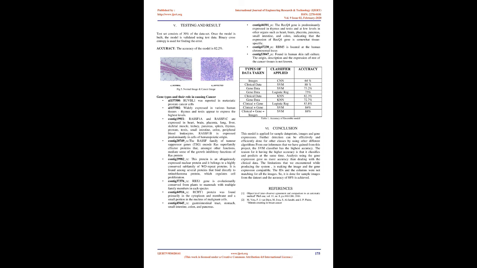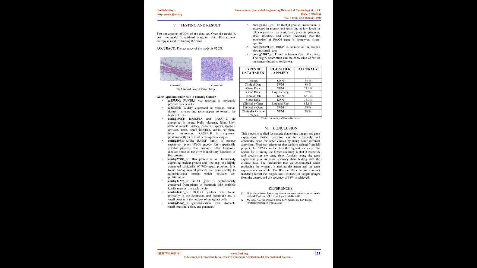Contig20749_RC. The RASF family of tumor suppressor genes, TSG, encode RAS superfamily effector proteins that, amongst other functions, mediate some of the growth inhibitory functions of RAS protein. Contig29982_RC. This protein is an ubiquitously expressed nuclear protein and it belongs to a highly conserved subfamily of WD proteins. It is found among several proteins that bind directly to retinoblastoma protein, which regulates cell proliferation.